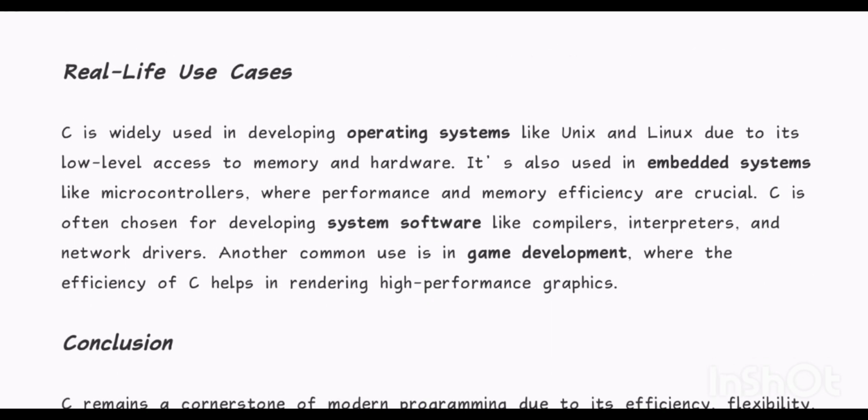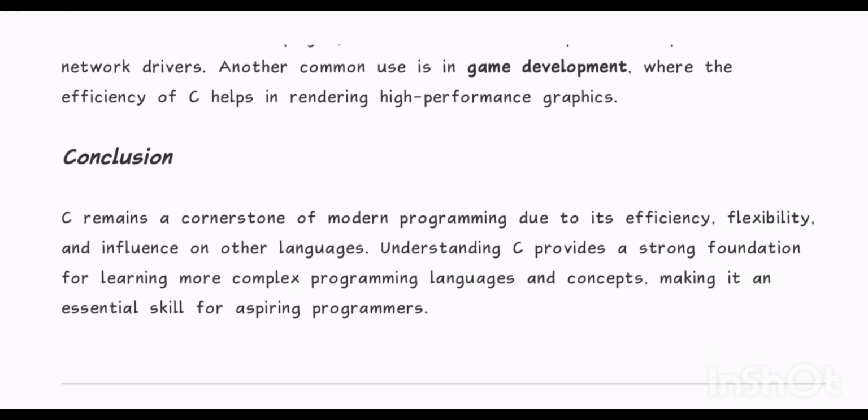Real-life use cases. C is widely used in developing operating systems like Unix and Linux due to its low-level access to memory and hardware. It's also used in embedded systems like microcontrollers, where performance and memory efficiency are crucial. C is often chosen for developing system software like compilers, interpreters, and network drivers. Another common use is in game development, where the efficiency of C helps in rendering high performance graphics.